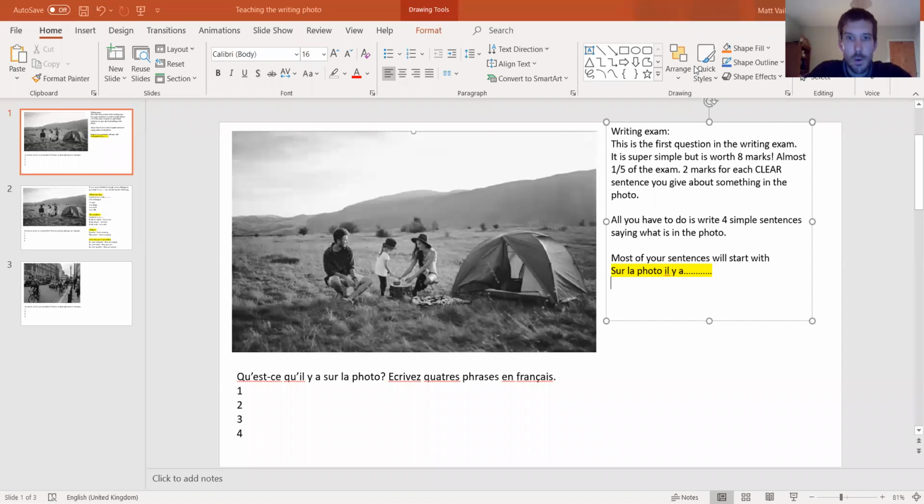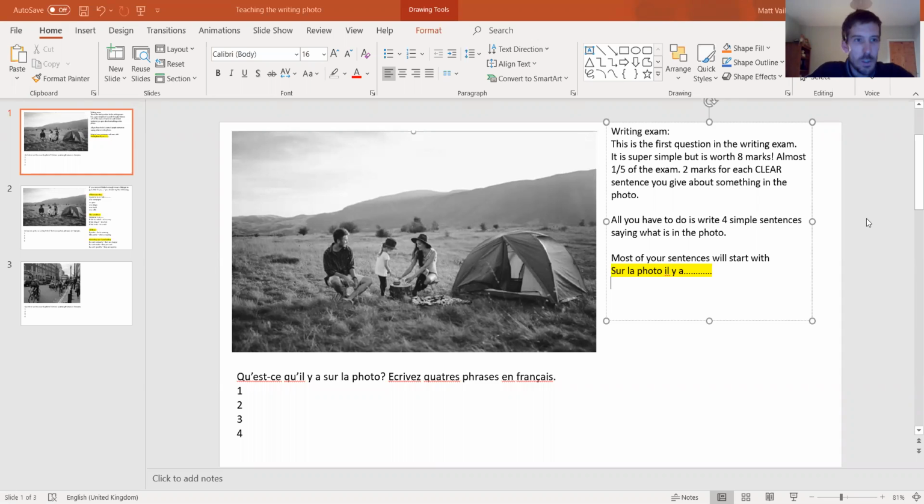Right, this tutorial is all about how to tackle the first question on the foundation writing paper, which is describing a photo, and it is the easiest question on the writing paper, and yet it's worth almost a fifth of the mark, so it's worth 8 marks out of 50. So you quite simply have to pretty much get 8 out of 8 for this in order to make sure you get a really good mark overall.